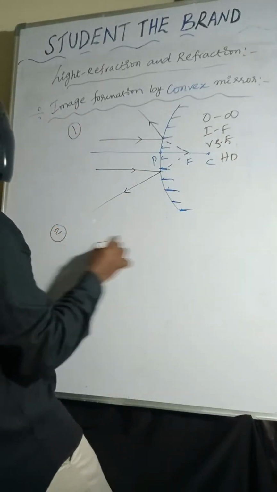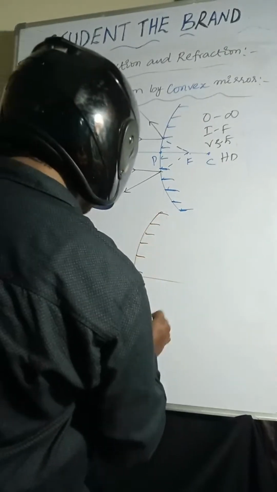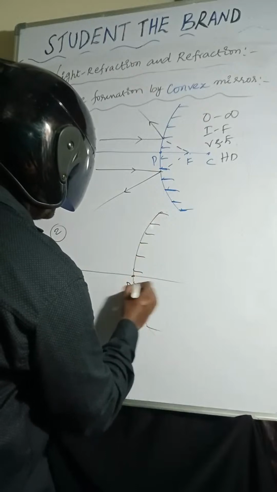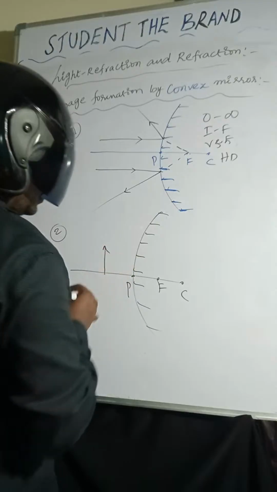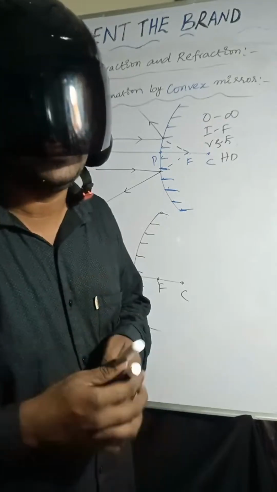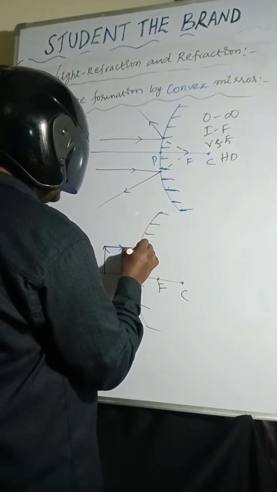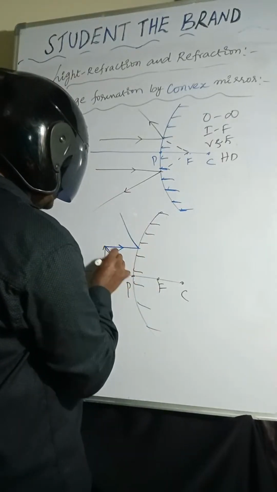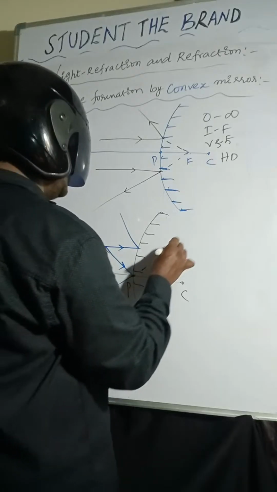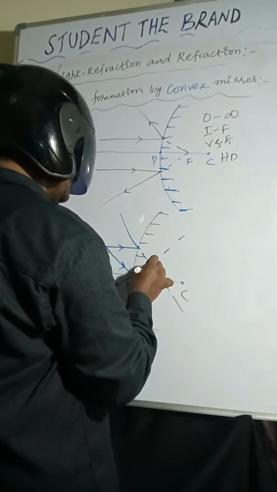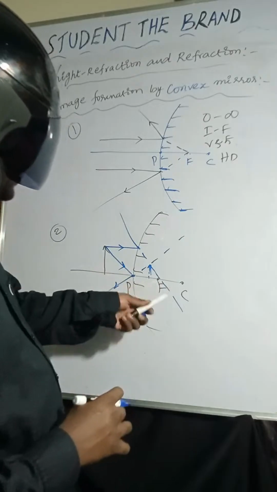Coming to the second one, object is placed here. So this is the pole, focus, center of curvature. How many light rays are required? Minimum 2 light rays are required, right? So I am taking 1 light ray here, another light ray like this. If you extend this one, the image will form between P and F.